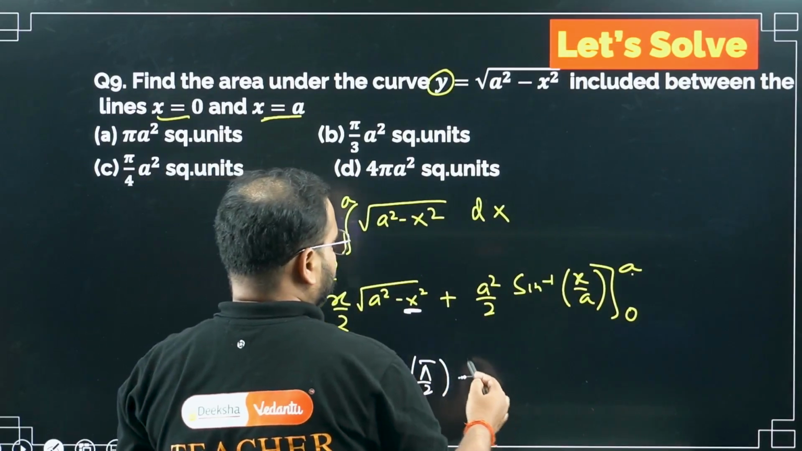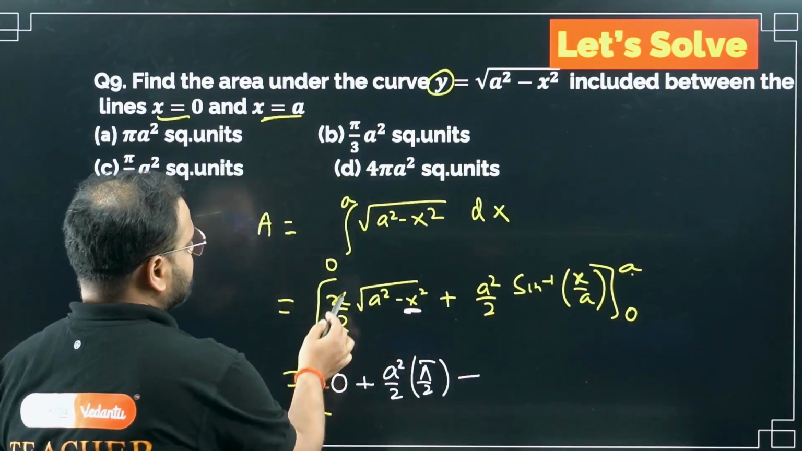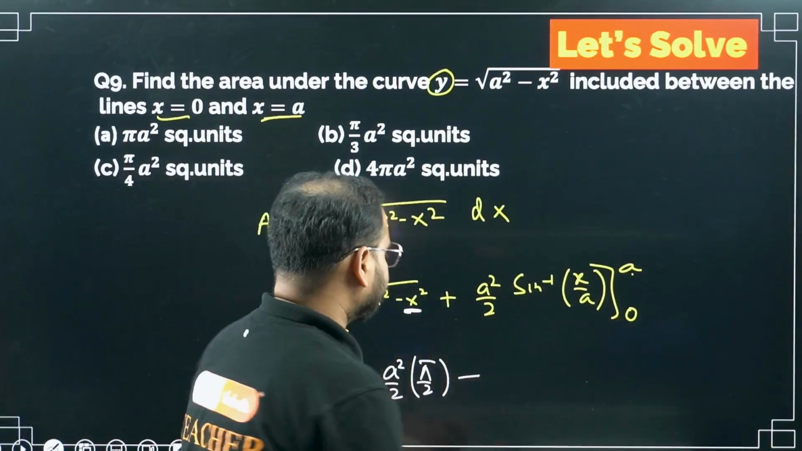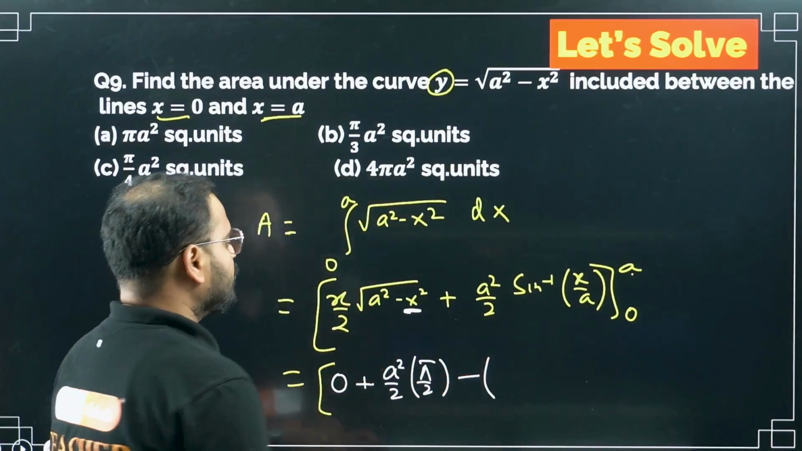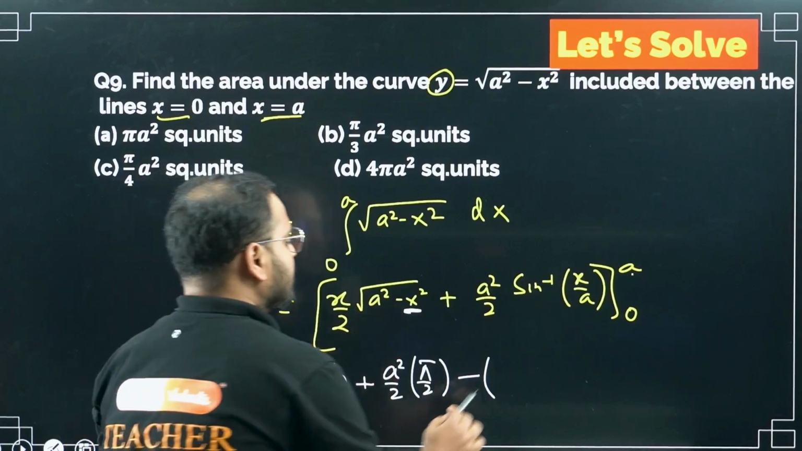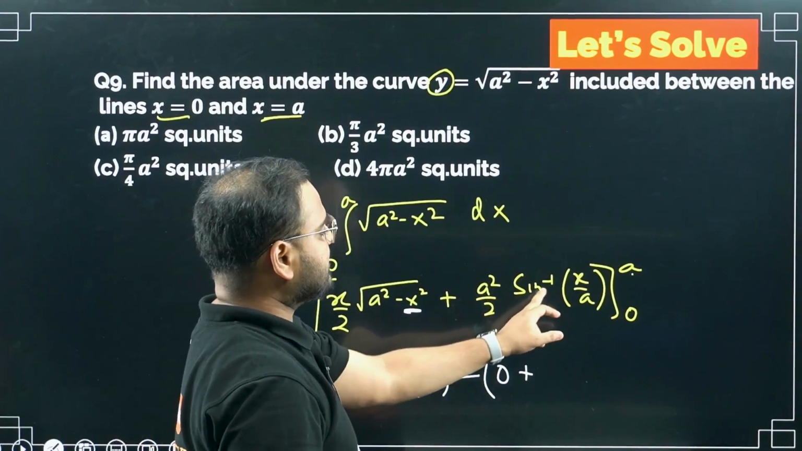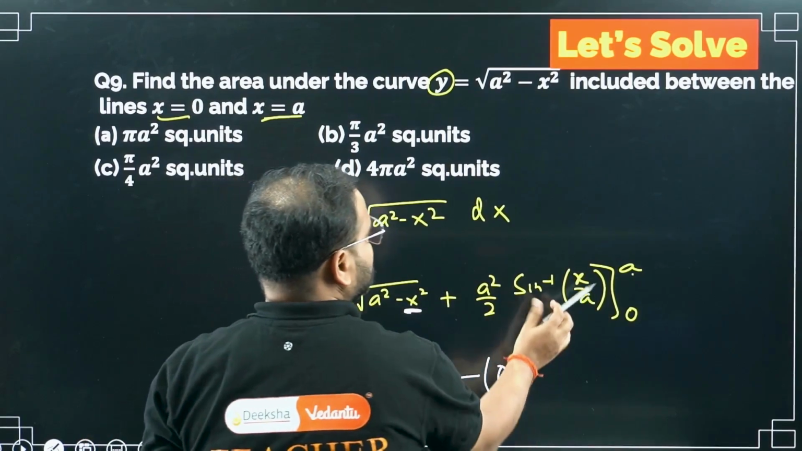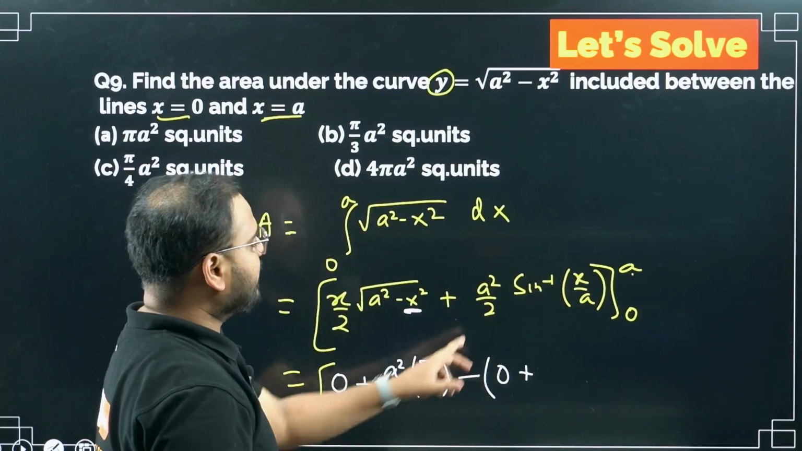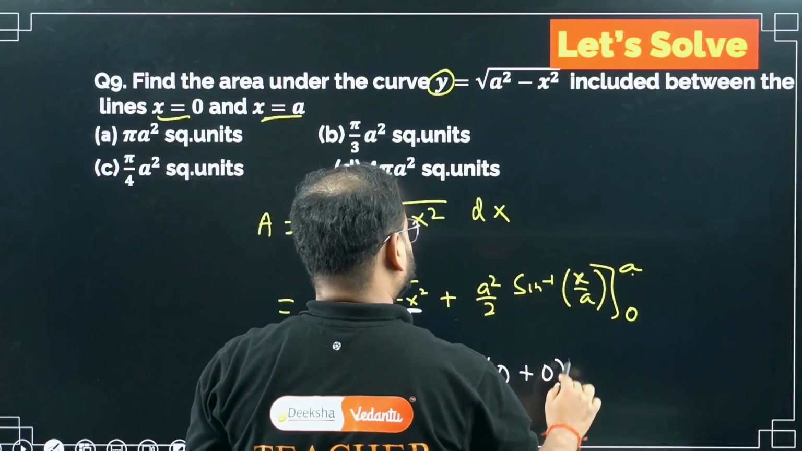What about the lower limit? Please check the lower limit now. If I put 0 over here, this is 0 times. 0 by 2 is 0, and this multiplied with anything will be 0 only, sir. Now putting 0 over here, sine inverse of 0 by a is 0. Sine inverse of 0 is again 0. So this whole thing will become 0 for the lower limit, and this is a constant number. 0 into anything is again 0.